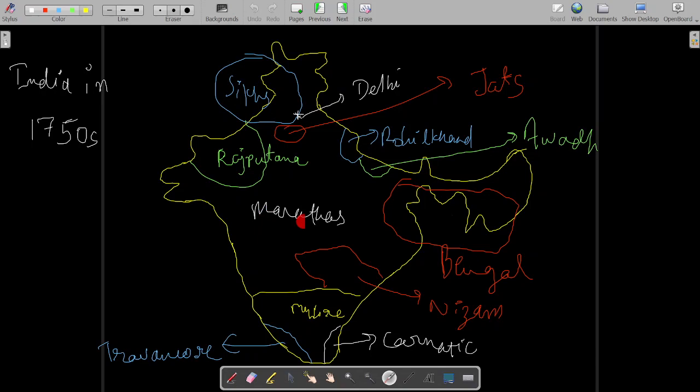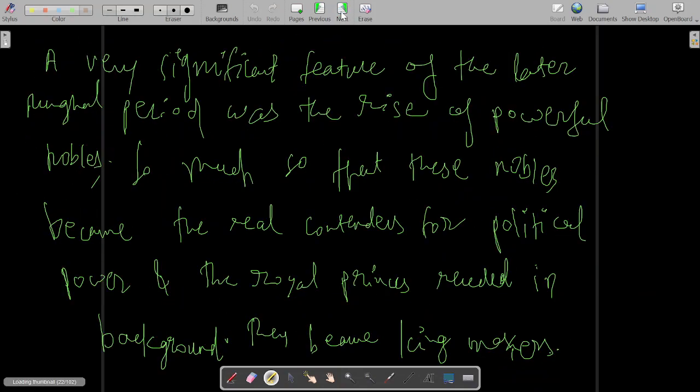See, this big area, all this area, this complete region was the Marathas' area. So Marathas in fact had become very powerful, the strongest force in North India, and not only in North India but also in South India. Marathas were emerging as a very powerful state.